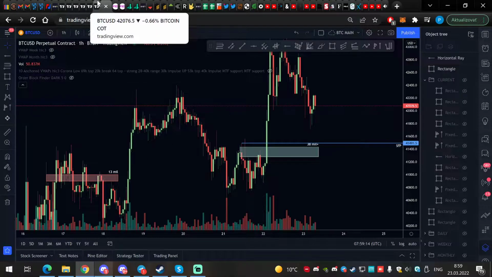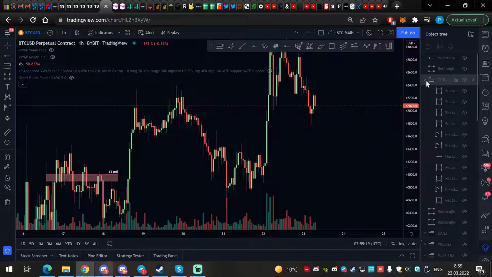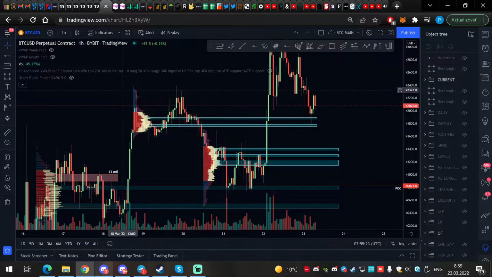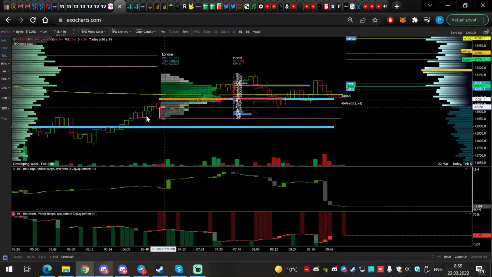One more thing I would like to show. So let's hide everything here. With current trading, let's go to this chart. Yes, this one.